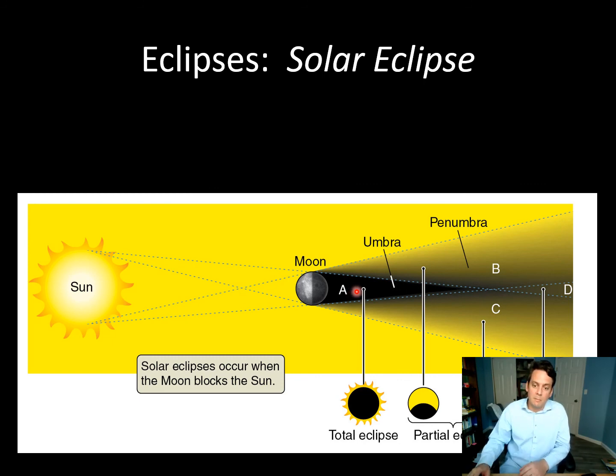But there's a much larger partial shadow, called the penumbra, in which you can see some, possibly a lot of, but not all of the sun's rays are being blocked. And so if the region of Earth in which you happen to reside passes through the moon's penumbra, then you experience a partial eclipse.